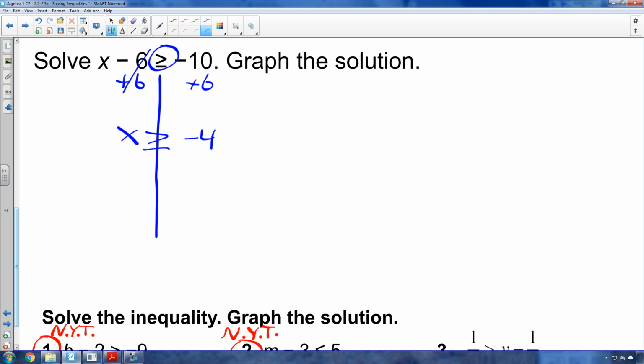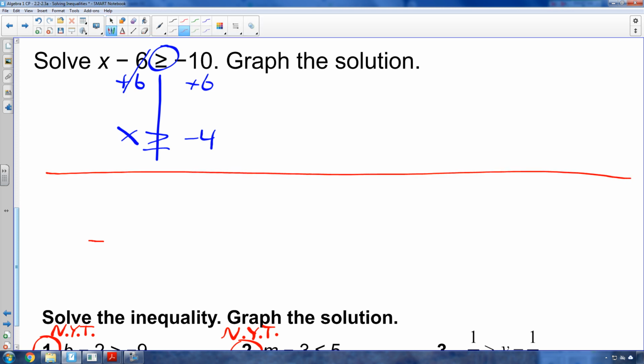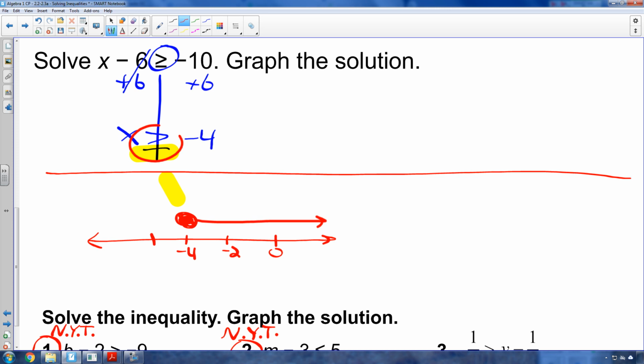Now, first of all, we want to be able to graph this and also check this. So if we're going to graph this, let's go down below, and we're going to go to negative 4 and put a line at negative 4. Let's make this negative 4, make this negative 2. So at negative 4 we have a closed dot. The reason that it's closed is because there's a line underneath the symbol. So that makes this dot closed. We're going to color to the right, which is everything greater, because this is a greater than symbol.